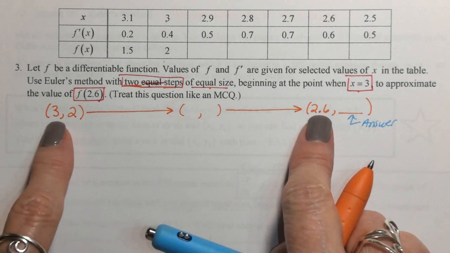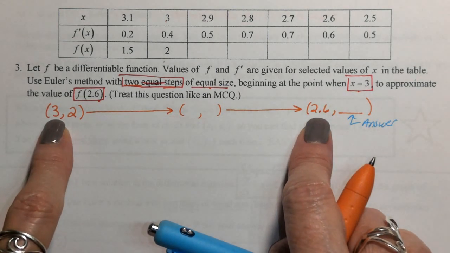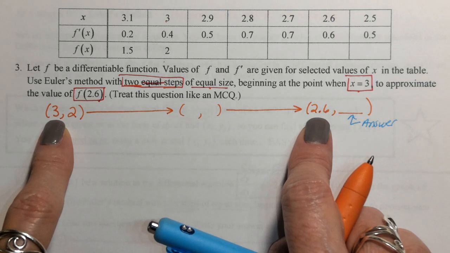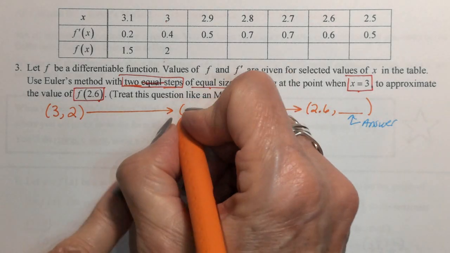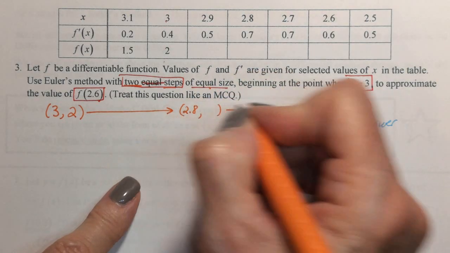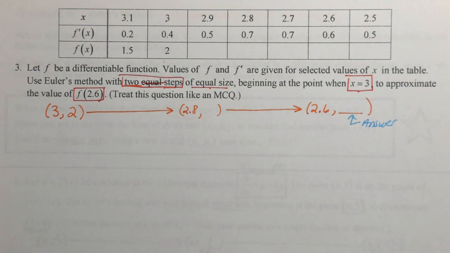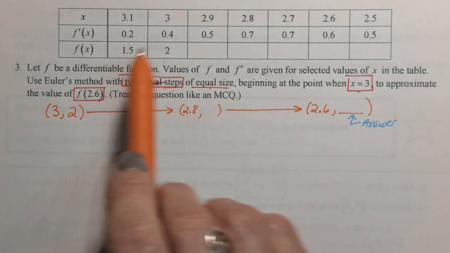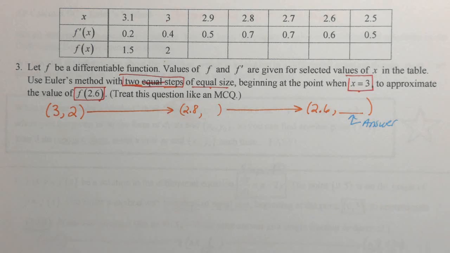So I'm asking myself, what x coordinate is halfway between these two x coordinates? And 2.8 is halfway between those two x coordinates. So that goes there. So this table gives extra information that we do not need. All right?